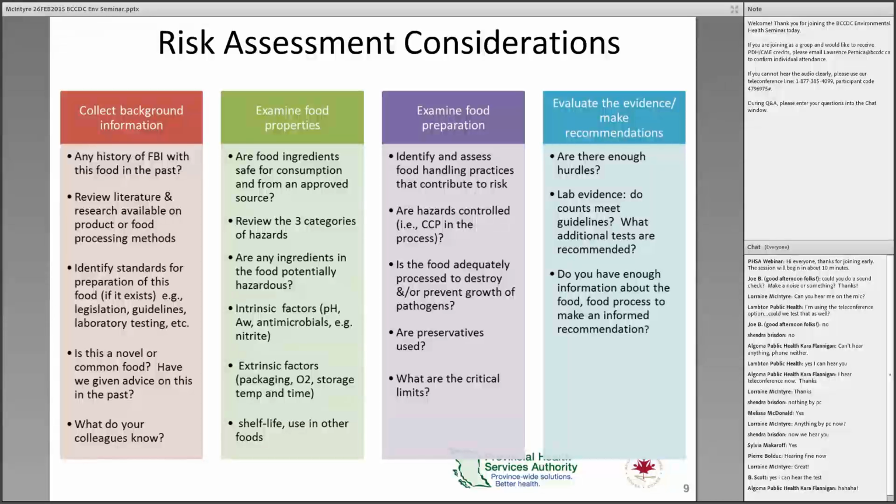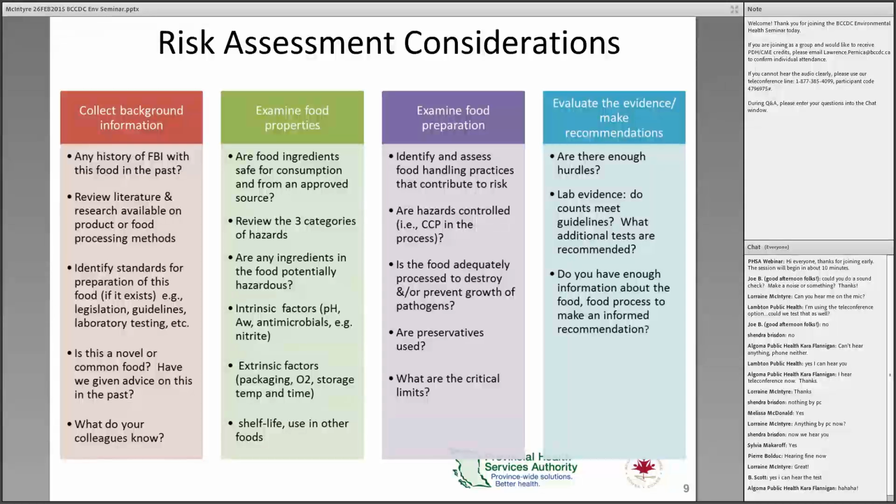You also want to consider if it's a new food or a common food. And then, of course, we always look into our archives to see if we've given advice on this in the past. And this last one is quite important. What do your colleagues know? It's always a good idea to ask the people that you work with, or even if you find a peer-reviewed paper on the subject, you can email the author and they can provide you with a lot of really good advice.